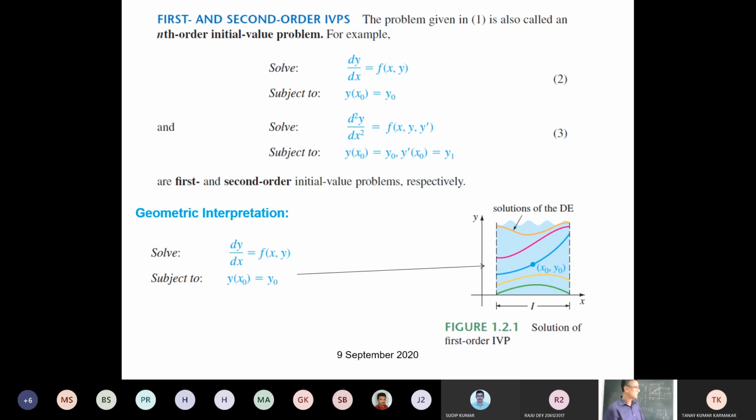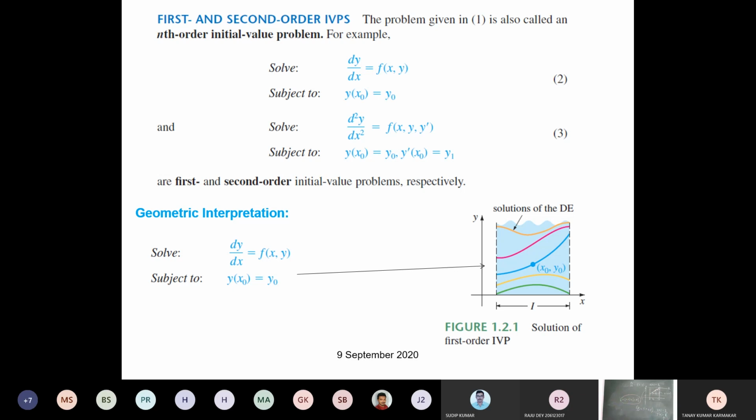Fine. So this is the geometrical interpretation of the initial value problem. Here you can see the solution in the shaded blue portion, and that is the interval I along the x-axis. They are showing some different curves there, but only one of those curves is passing through the point x naught, y naught. So that is probably the solution curve, because it seems to fit the initial condition. Is it okay?